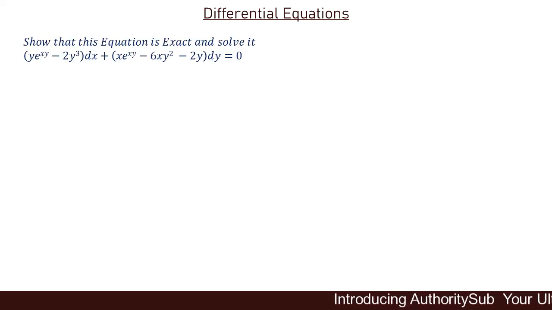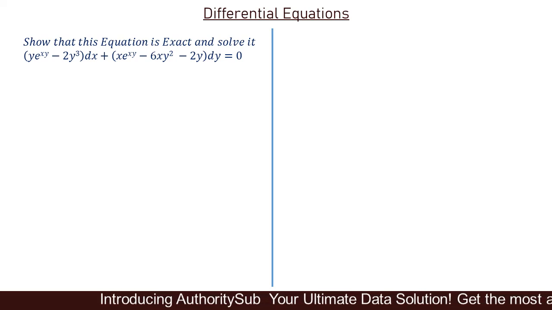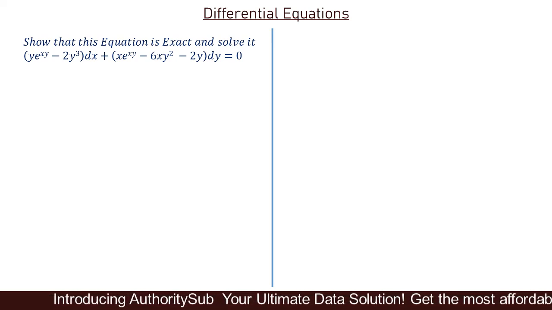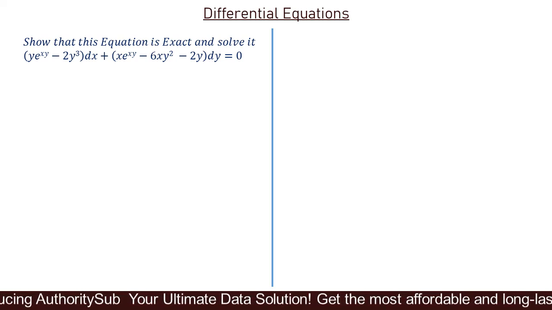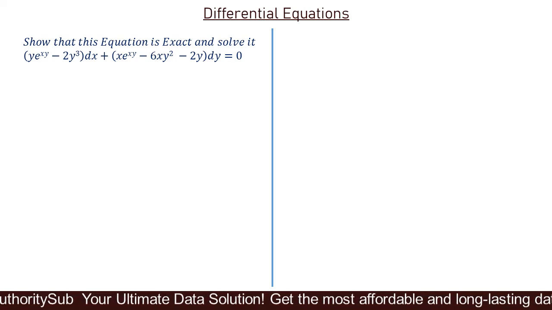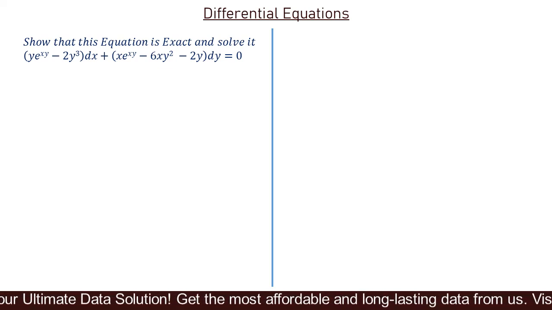Let's take a look at this problem under exact equation made easy. The problem says we are to show that this equation is exact, and then we are to go ahead and solve it. The equation is (y e^(xy) - 2y^3) dx + (x e^(xy) - 6xy^2 - 2y) dy = 0. We are asked to show that this equation is exact, and then solve it.